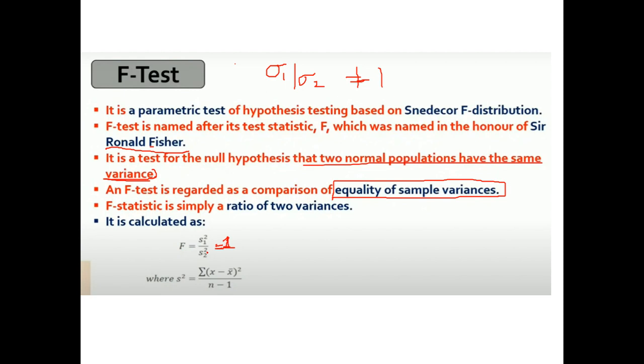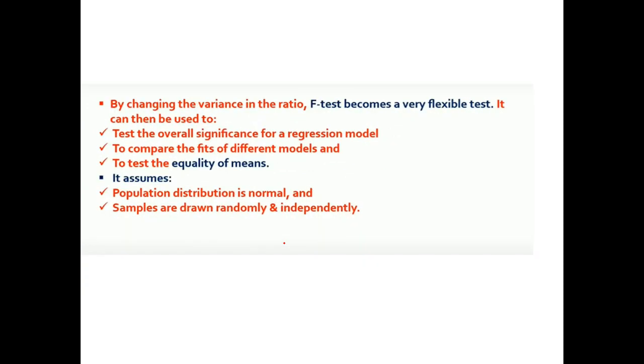And this is the formula. F is nothing but a ratio of variances. The F statistic is a simple ratio of two variances. And then you can calculate the F test.